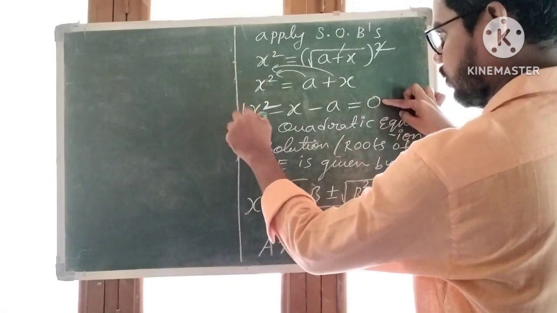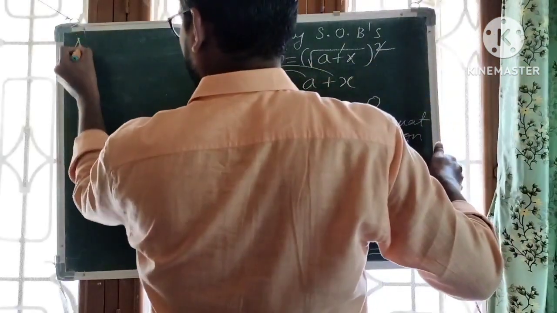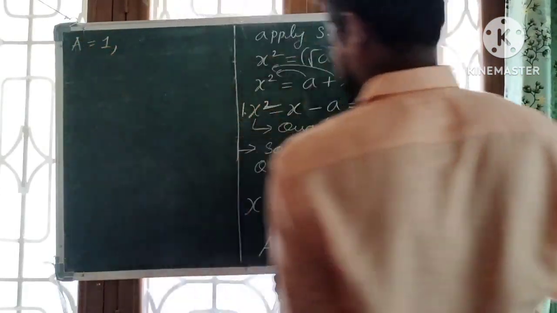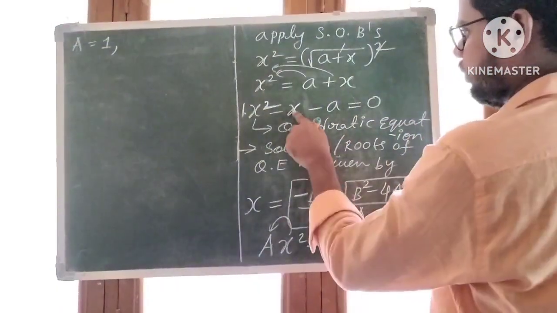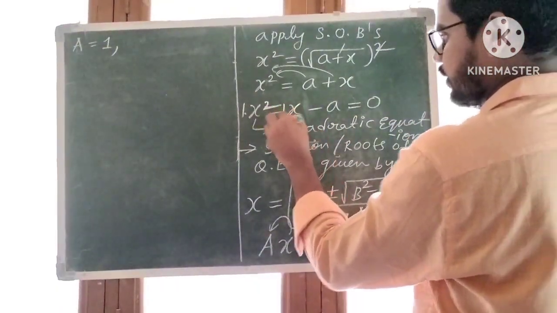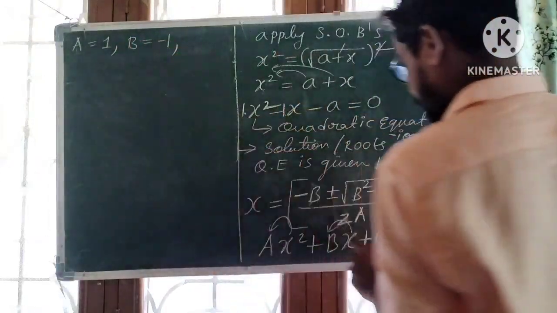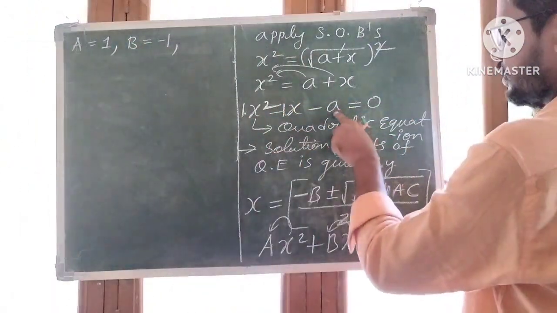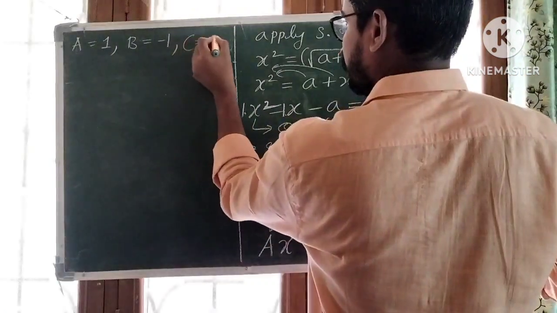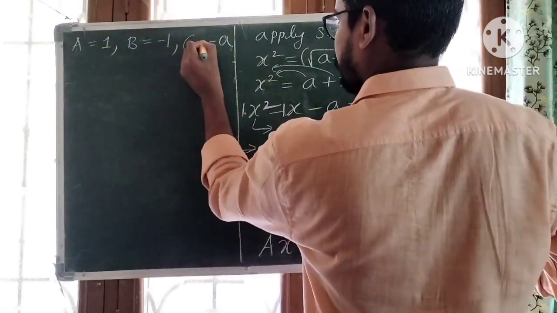Coefficient of x square. Here the coefficient of x square is 1, so a is equal to 1. And what is b? Coefficient of x. Here the coefficient of x is minus 1, so b is equal to minus 1. And c is the constant term. Here the constant term is minus a, so c is equal to minus small a.